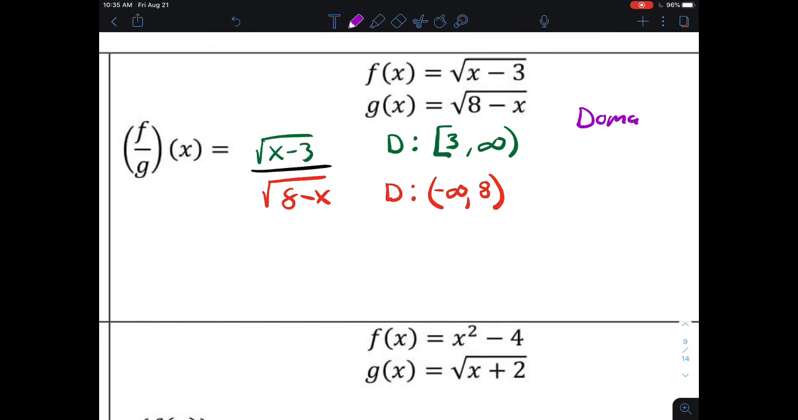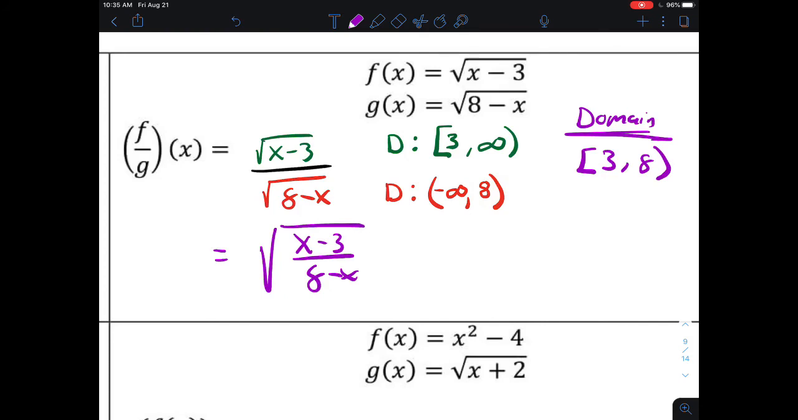Now, the overall domain for the operation is going to be the overlap in those two regions, which, looking at it, would go from 3 to 8. And to simplify this problem, I could rewrite it as one radical.